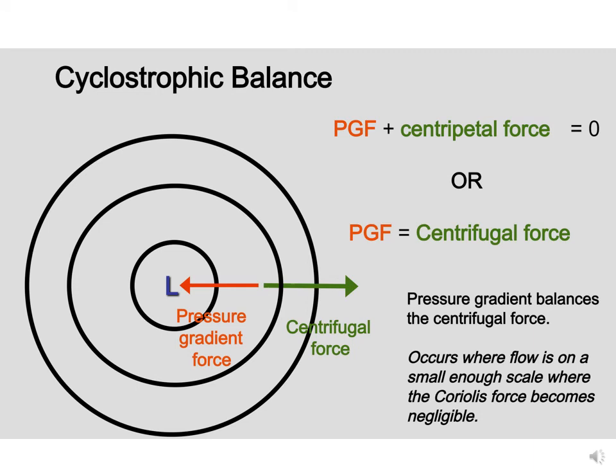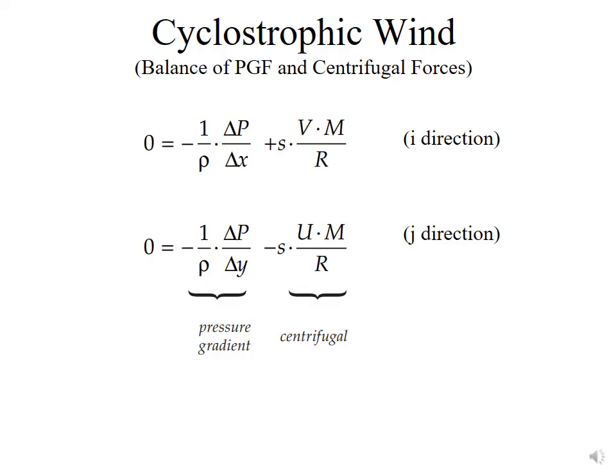And the last balance that we're going to talk about is cyclostrophic balance. The cyclostrophic balance occurs when the pressure gradient force is balanced by the centrifugal force only. And here we have the centrifugal force, which is outward directed, the pressure gradient, which is inward directed to this low. And in order for this to happen, the circulation has to be short-lived or small enough to where the Coriolis force becomes negligible. And the equation for the cyclostrophic balance is just the balance of these two forces, the pressure gradient and the centrifugal force, these two parts of the horizontal equation of motion.